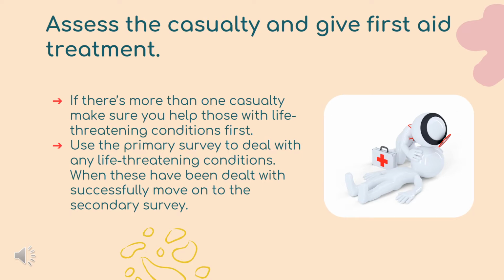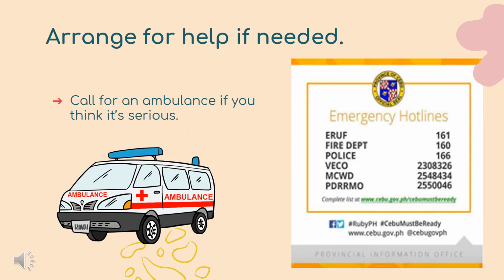Assess the casualty and give first aid treatment. If there's more than one casualty, make sure you help those with life-threatening conditions first. Use the primary survey to deal with life-threatening conditions. When these have been dealt with successfully, move on to the secondary survey. A primary survey is a quick way to find out how to treat any life-threatening conditions a casualty may have in order of priority, while a secondary survey is a methodical check to assess a responsive casualty for any injuries or illnesses.